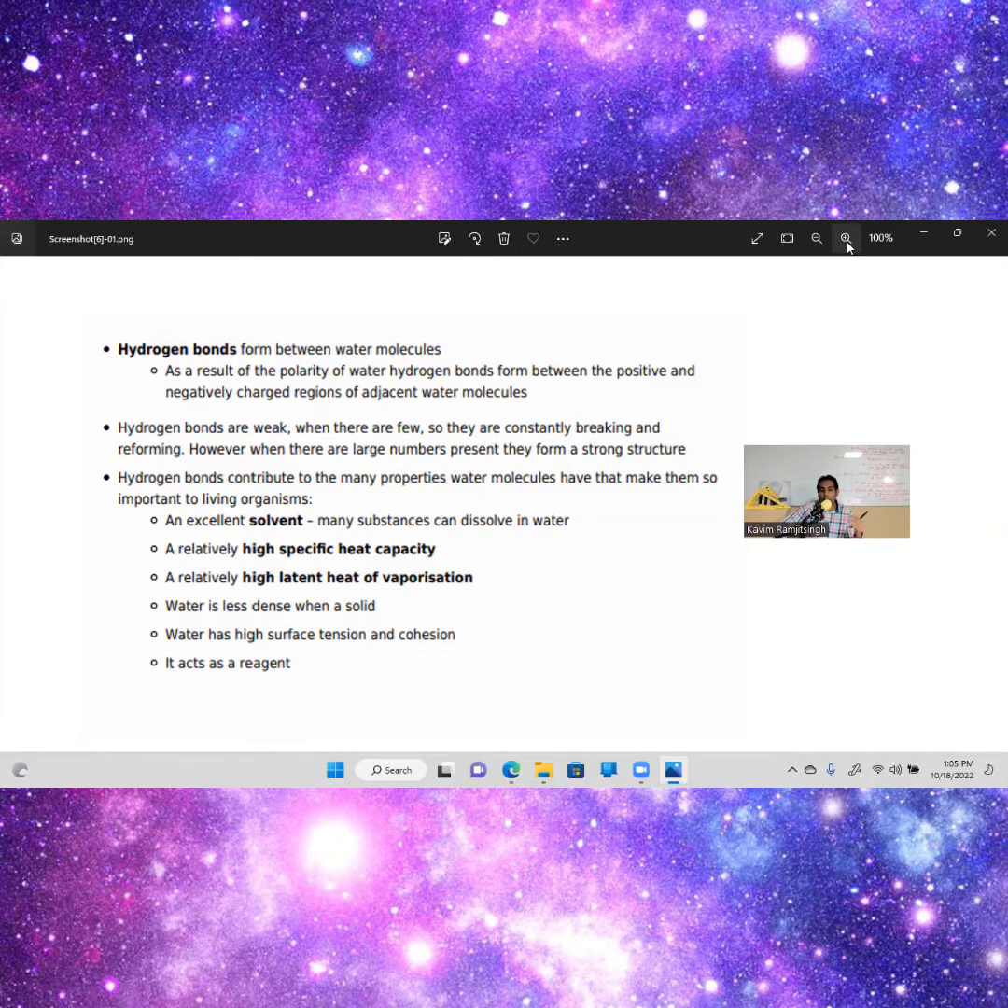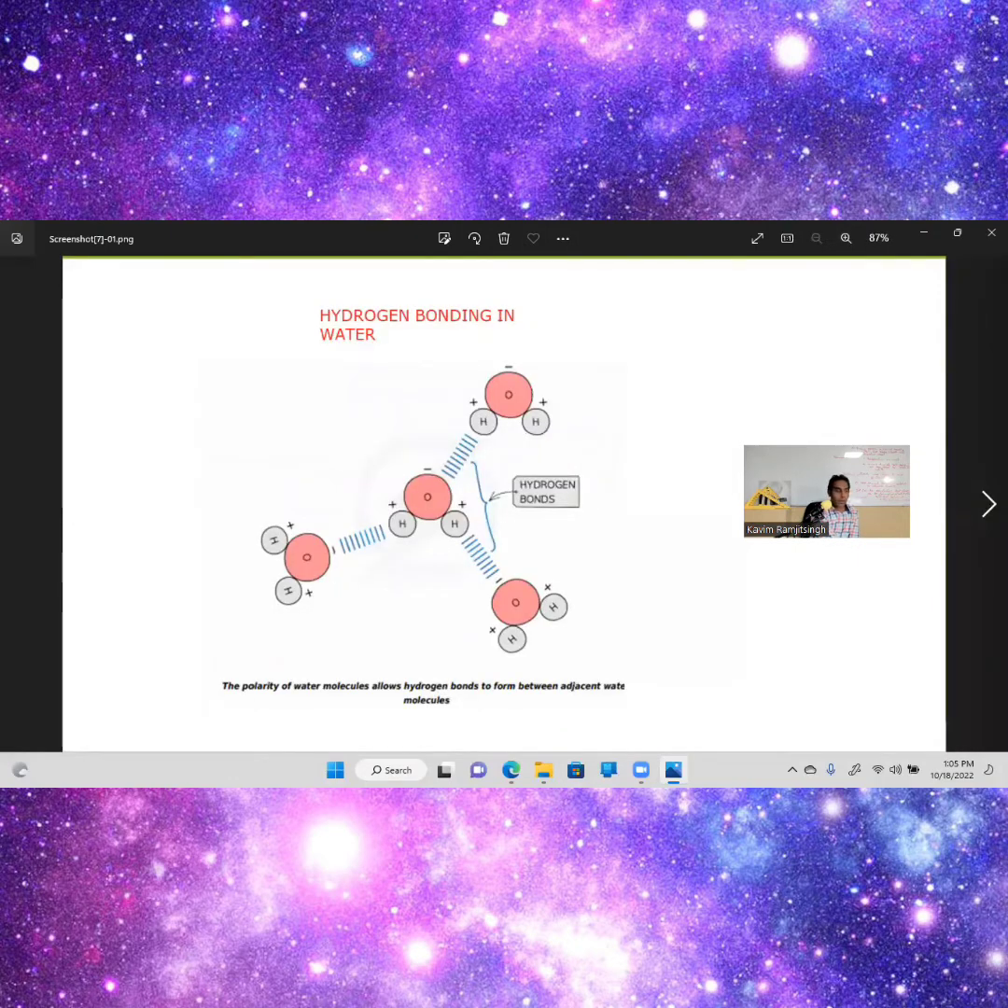And water is less dense when it's a solid. There is an anomaly, a unique property of water, because we know when most things are solid, they are more dense than when they are liquid or gas. But there is a reverse for water, right? And water has a high surface tension and cohesion. And we heard that cohesion word already in CSEC biology with transpiration and how water moves up the xylem, right? And it acts as a reagent, right? So the preceding slides here will just explain these to an extent, right?